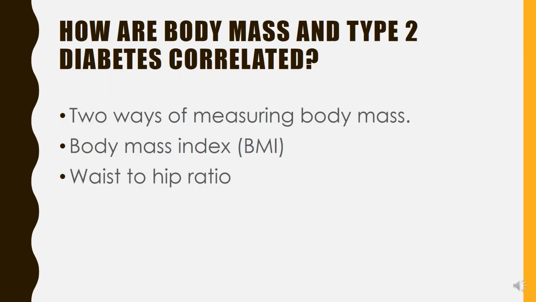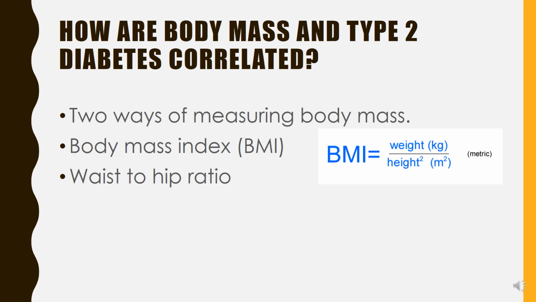So how are body mass and type 2 diabetes correlated? It's important to know that a correlation means a link, not a cause. Body mass increase does not cause type 2 diabetes, but having an increase in body mass means that type 2 diabetes is more likely to happen. There are two ways that doctors use to measure your body mass. One of the ways is your BMI, or your body mass index, and the second way is the waist to hip ratio. A body mass index is calculated using your weight in kilograms divided by your height squared.